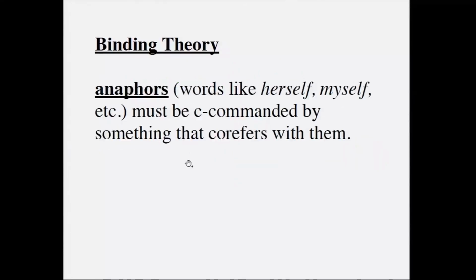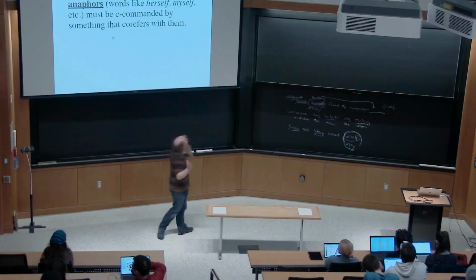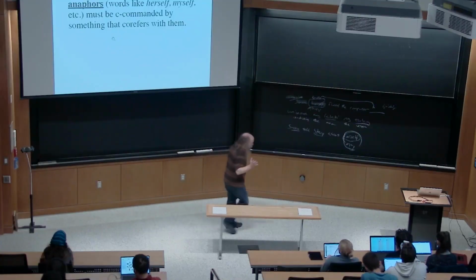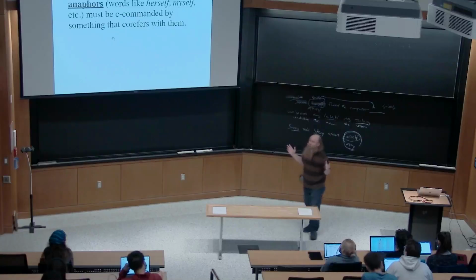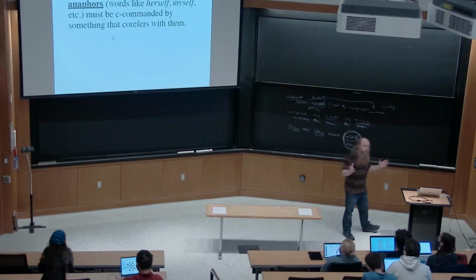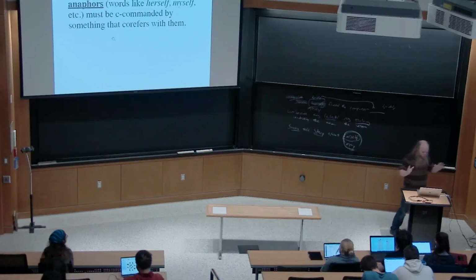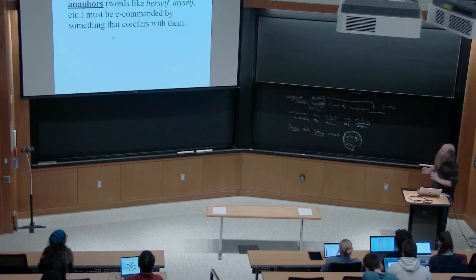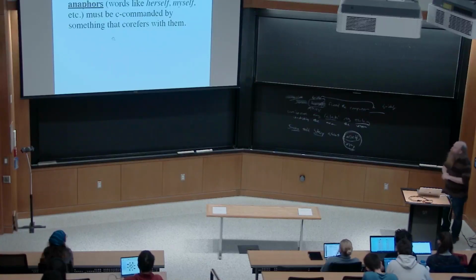So, one part of binding theory is going to say anaphors, these are words like herself or myself. In English, they all end with self. They need to be C-commanded by something that co-refers with them. And then we have a short name for to C-command something that you co-refer with.